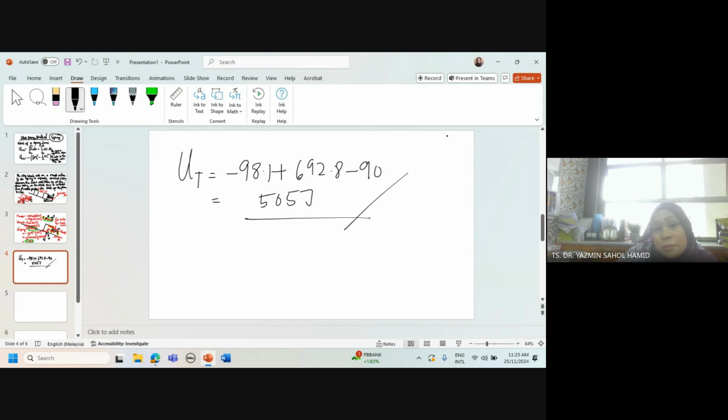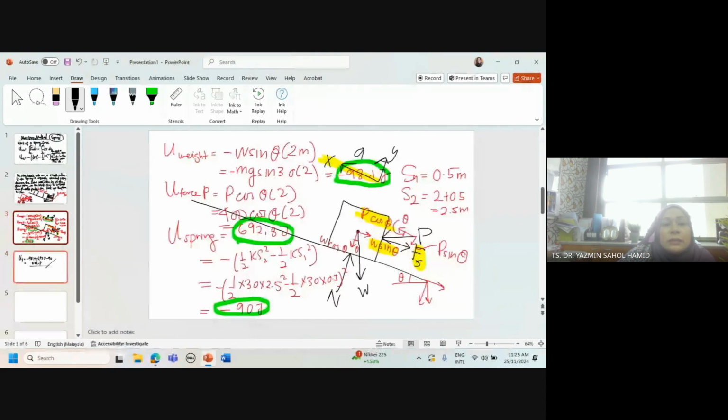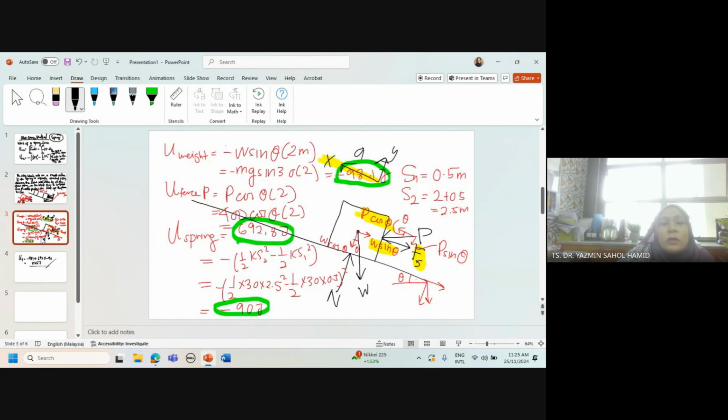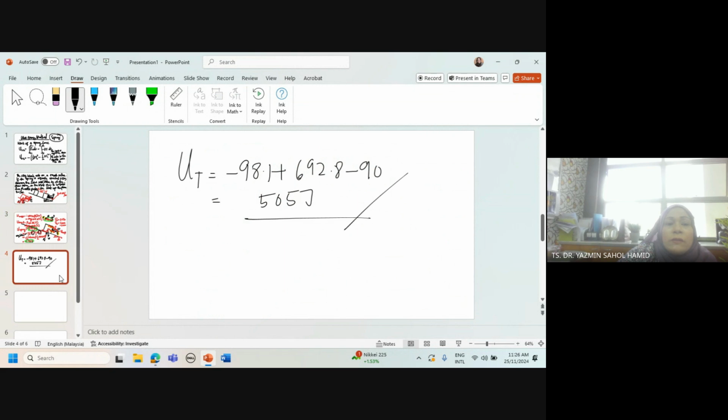So this is the work that has been done on the block, due to the spring and all the other forces. Okay, so that is the answer. The important thing here is you know how to use the formula of U spring, which is 1 over 2 k s squared minus 1 over 2 k s squared. But you must remember you must have this negative sign. Don't forget this negative sign. And don't forget, it must be final displacement minus initial displacement. Final minus initial displacement. So as long as you know how to use that formula, that is fine.